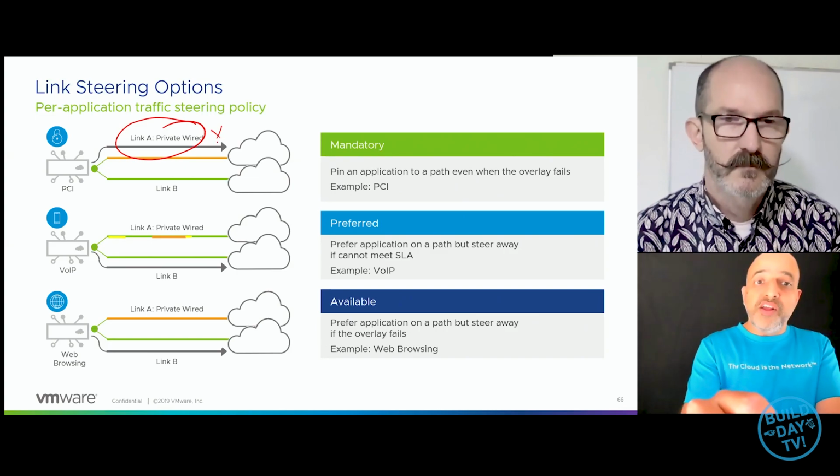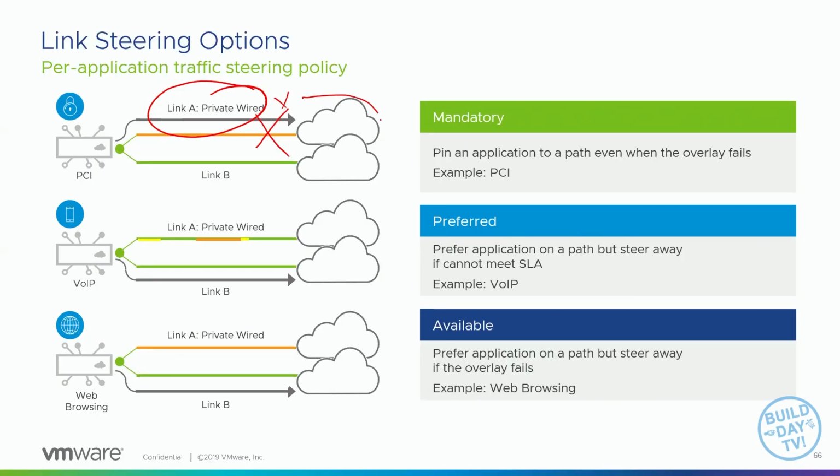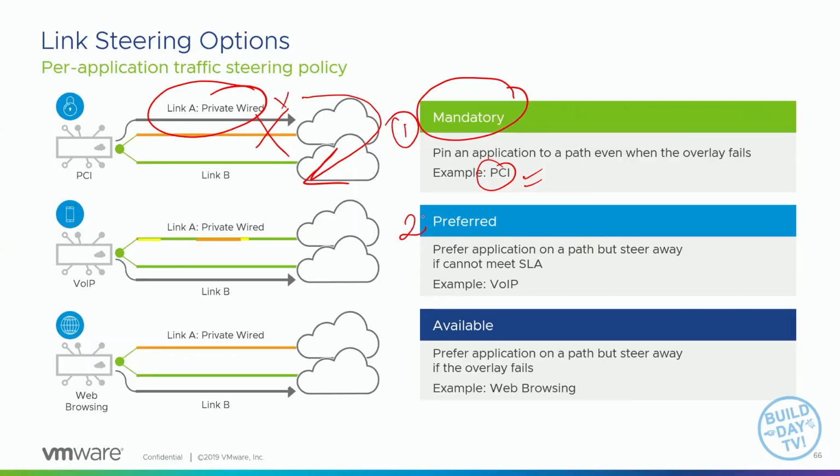What it means is if this link goes down for some reason, you will not have link steering to the other link because you have hairpinned the traffic. That is typically used in a PCI certification kind of scenario where the enterprise is under some compliance. There is a second option which you can select, which is the preferred option. In that, you are preferring link A for, let's say, the Zoom traffic. But for some reason, if this link cannot maintain the SLA, then immediately, in sub-second fashion, the link steering will happen and your application will move on to the other link.